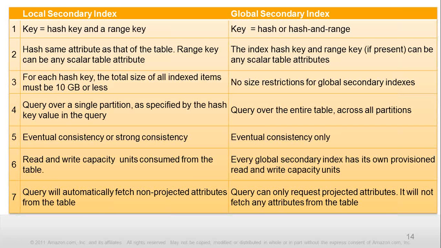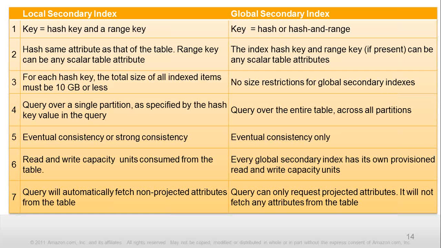Let's summarize the differences between local secondary and global secondary that Dave alluded to. So I want to go through 7 different points here. Number 1, in the case of a local secondary index, the index has to have a hash key, which needs to be the same as that of the table, and it needs to have a range key. And in the case of a global secondary index, which we'll be going into the details of, you can have a global secondary index with either just a hash key or a hash and a range key. So that gives you a lot more flexibility there.